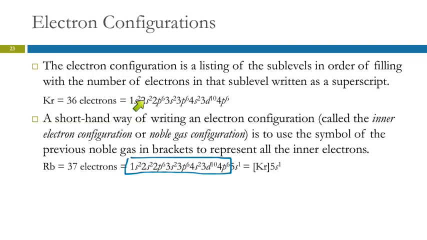And these orbitals get filled in the same way every time. So instead of writing all of this out, we can put the symbol for krypton in brackets and just write the extra electrons. So we could say, well, it's krypton and then 5s1. That extra electron is in the 5th energy level, the s sublevel. Now you can't do this with other elements, you can only do it with the noble gases. Any questions?